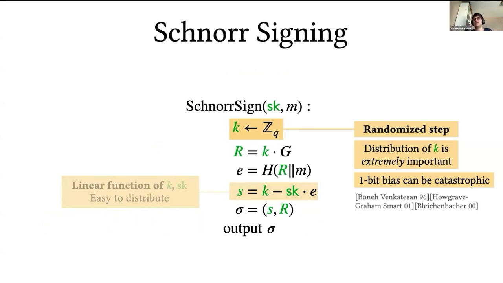And it turns out that the distribution of this nonce is extremely important, because if there's even a single bit of bias in sampling this value, like it should be uniform modulo Q, even a 1-bit bias can lead to a complete break of the system. There are a whole bunch of attacks that kick in with even a single bit of bias.